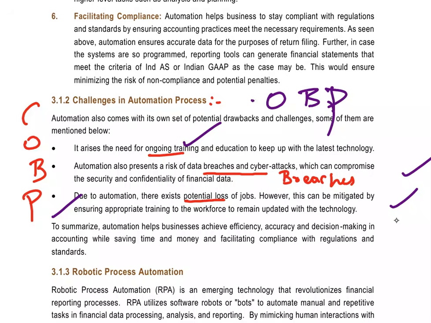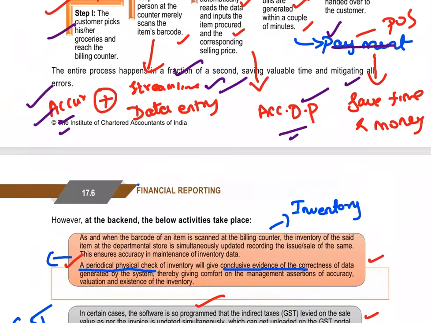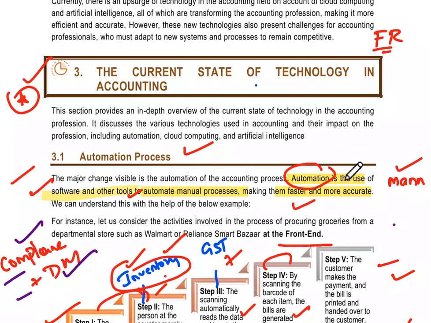So OBP is nothing but: ongoing training is required for your people; B stands for breaches, data breaches and confidentiality breaches; and P stands for potential loss of job. So that is how we have completed this automation process revision.